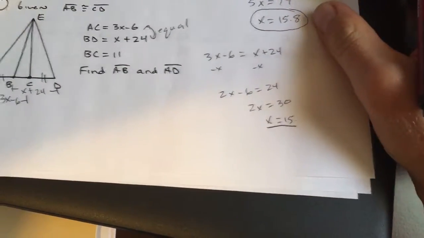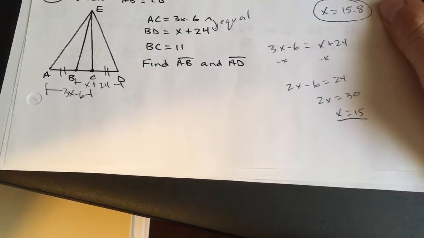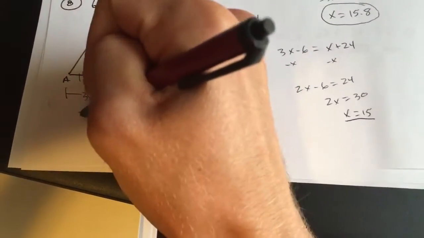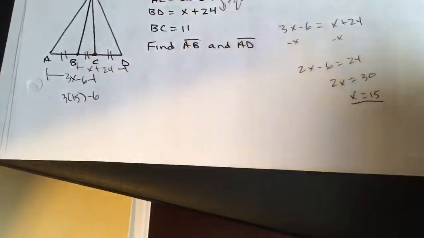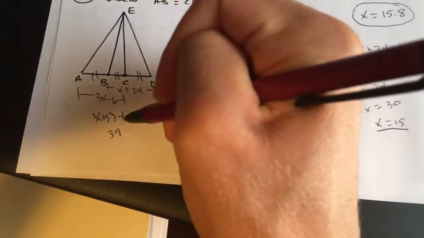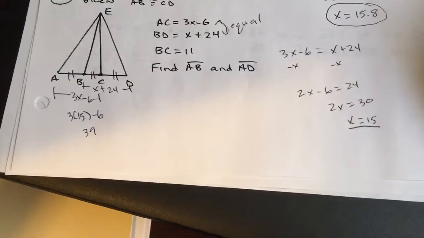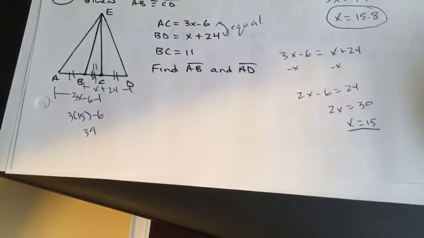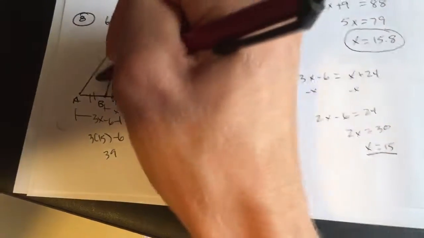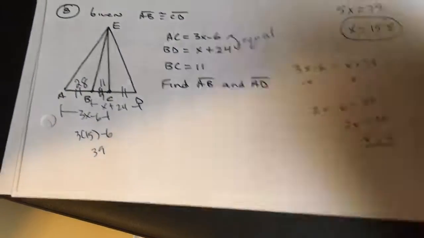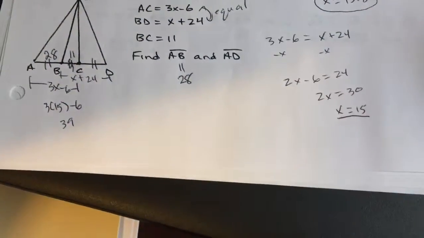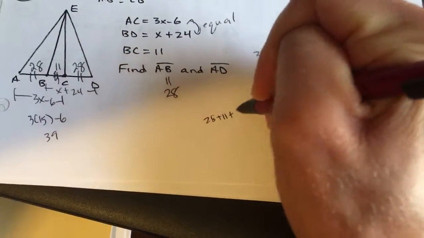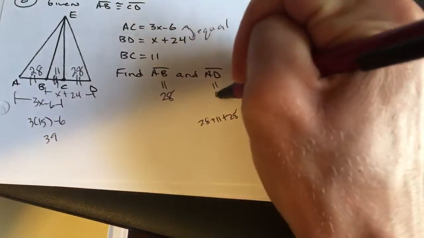All right, so going to take that 15, and they want to know what AB is. Well, here's what I can do. If BC is 11, let's put that in there. Let's plug 15 in right here. 3 times 15 is 45. 45 minus 6 is 39. Well, if AC is 39 and BC is 11, that looks too much like those equal ticks. Then do 39 minus 11, 28. You get 28. That's what AB is. So if AB is 28, so is CD. That means the whole thing AD is 28 plus 11 plus 28, which I believe gives you 67, a year the Cardinals won the World Series.